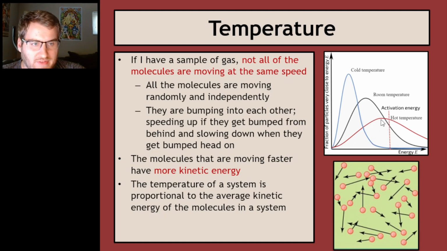At room temperature, you have this black distribution here. You can see the average energy would be at about the peak, right around the peak. But you have particles moving extremely slowly, and you have particles moving much faster. At a colder temperature, the average shifts to the left. So this blue line, this colder, the average is less, but you still have particles moving slow and fast. The hot temperature will speed up the average, but you still have particles moving hardly at all, and some particles moving extremely fast. The molecules that are moving faster have more kinetic energy, and the temperature of a system is proportional to the average kinetic energy of the molecules in the system.